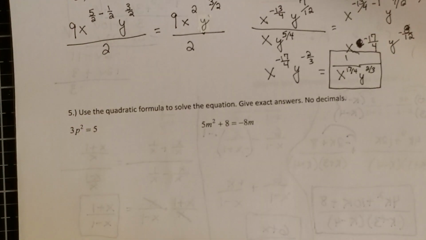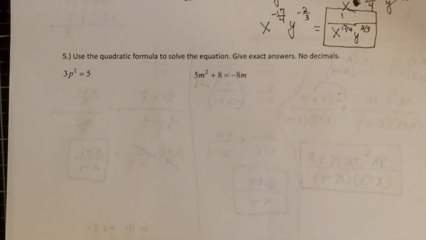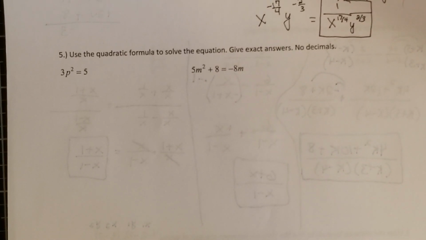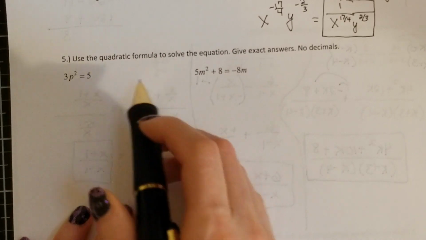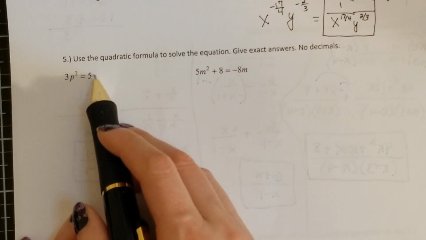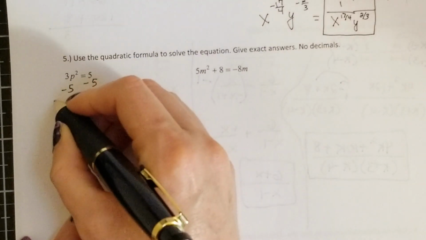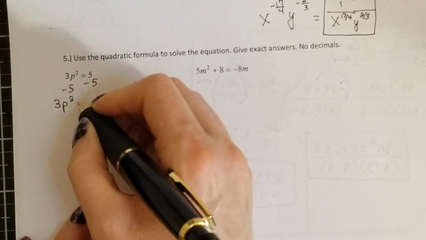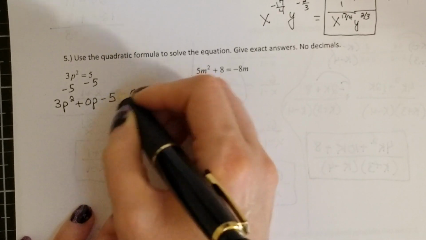Okay, number 5, use the quadratic formula to solve the equation. Give exact answers and no decimals. For you to use the quadratic formula, this right-hand side has to be equal to 0. So we will minus 5 on both sides. So this is 3p squared plus 0p minus 5 equals 0.